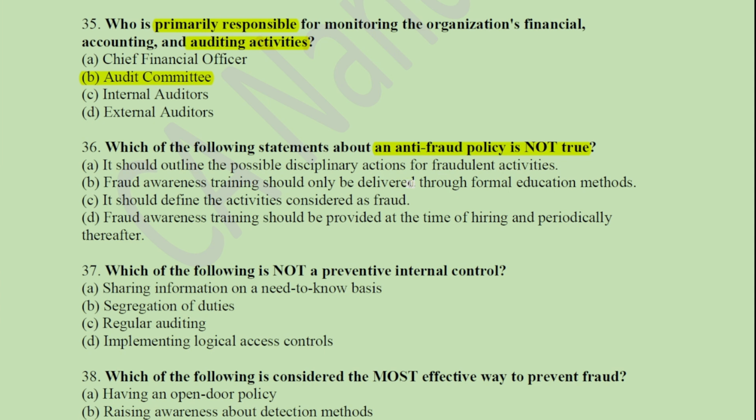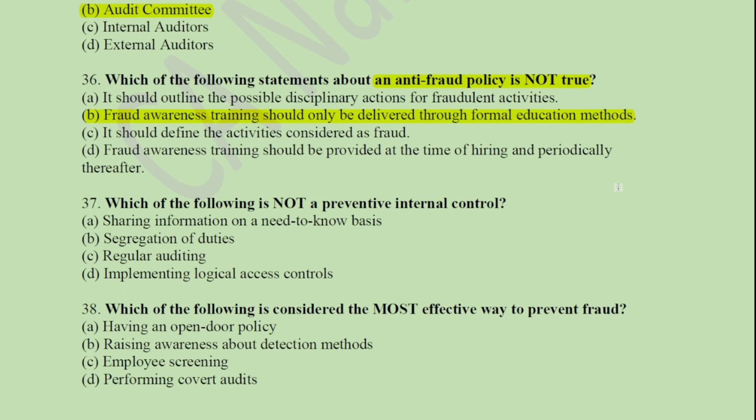Which of the following statements about an anti-fraud policy is not true? It should outline the possible disciplinary actions for fraudulent activity. Fraud awareness training should only be delivered through formal education methods. No.